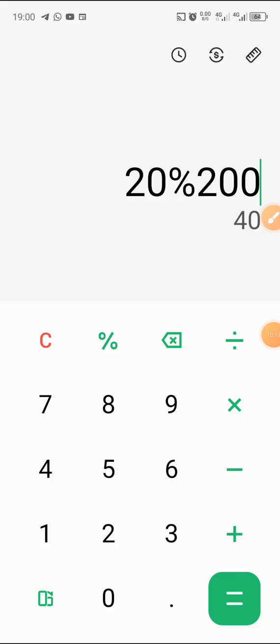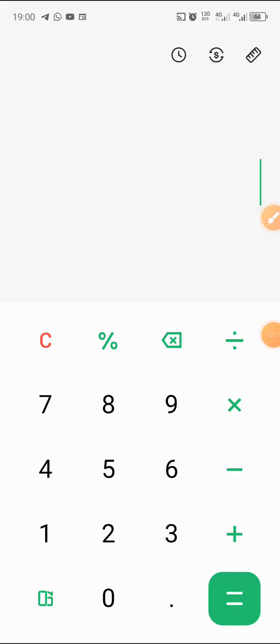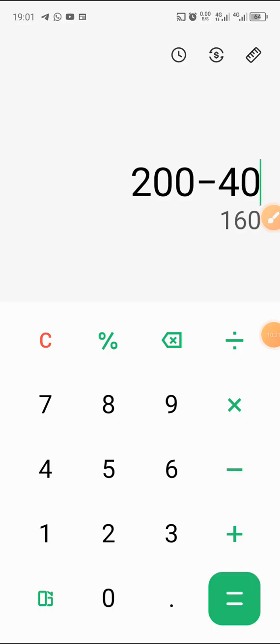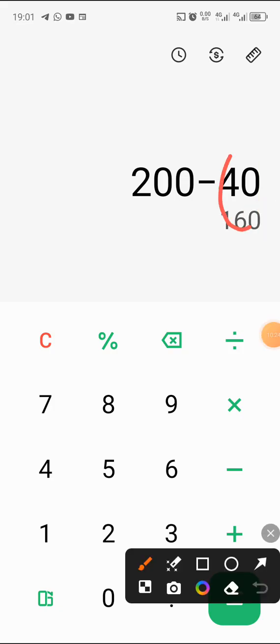Since you have 200 as your trading capital, you are going to subtract 40. This 40 will be your first buying amount, the money with which you are instructing your robot to go within the market at the first time.